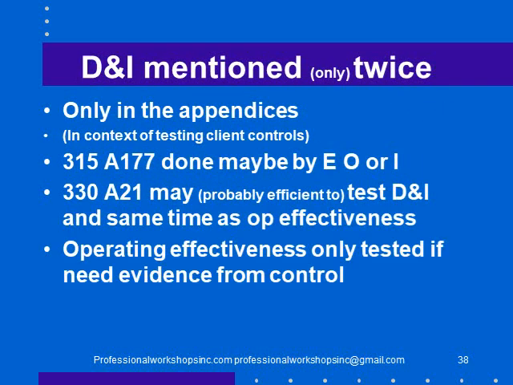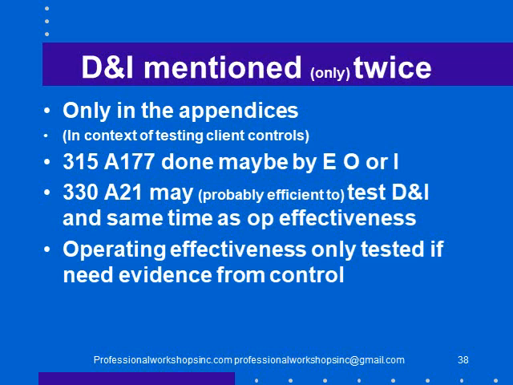Now the other thing about D&I, it's only mentioned twice in the handbook in the context of doing an audit, and both times it's in the appendices. So it's not in the standard proper. And it is mentioned other times in the context of a firm has to have internal controls, quality control internal controls, and they have to have them designed and implemented. So that's mentioned, but in terms of client auditing, no.